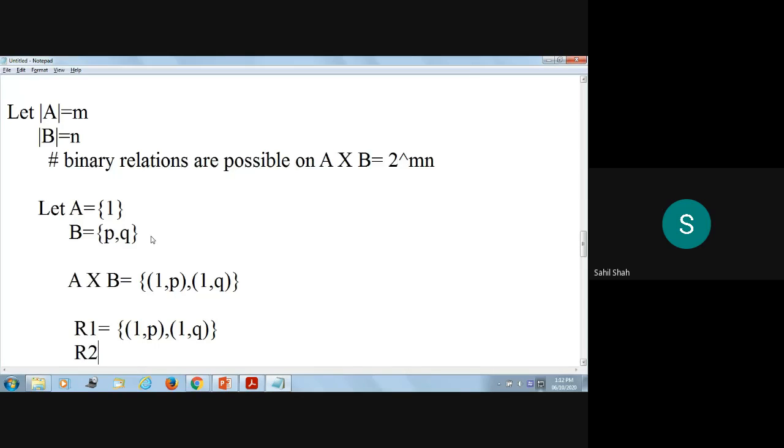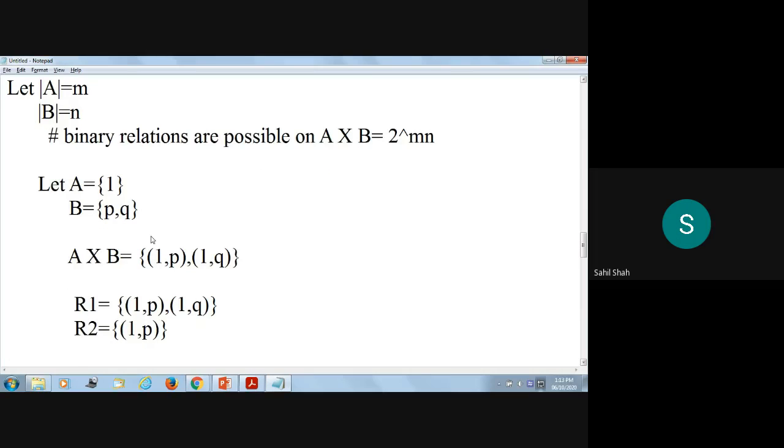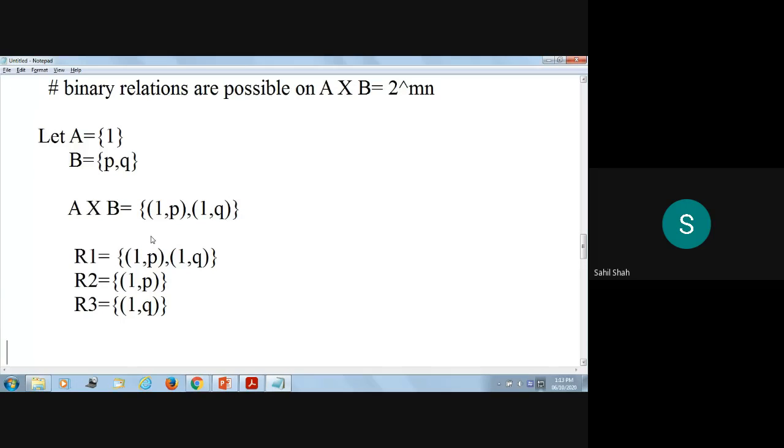Next, we could have R2. In R2, we could have only 1 comma P. This is allowed. A subset could have exactly the same elements as the original set, or it may have fewer elements than the original set. So I would have here 1 comma Q. So this one.